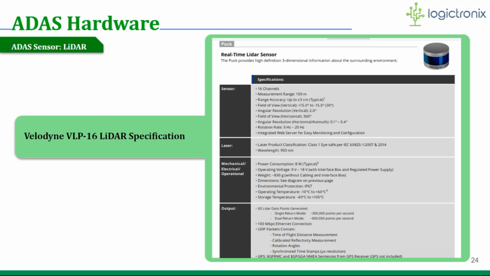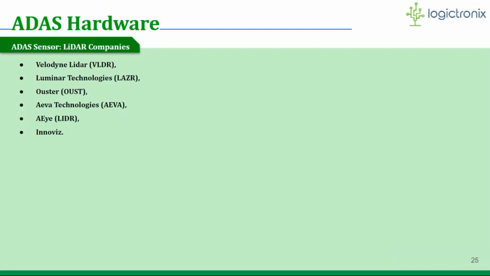Okay, here we can find one of the LiDAR specifications. This is the Velodyne VLP-16 LiDAR specification. Here we can find different sensor specifications: mechanical, electrical, operational, and output specifications. You can find similar specifications on the Velodyne product page. Okay, here are some top LiDAR companies. We can visit their product pages to get good information about their LiDAR products.